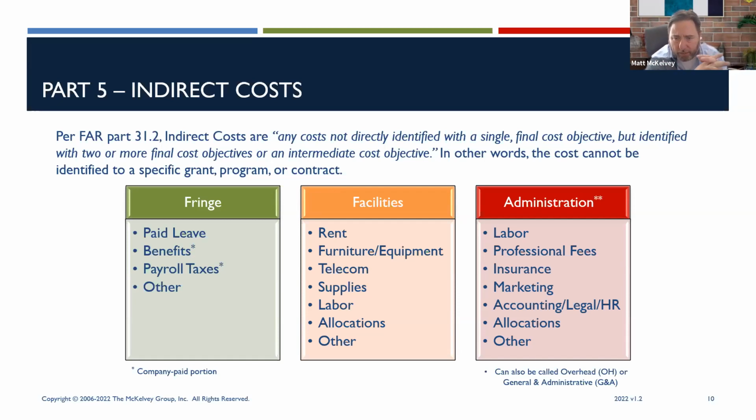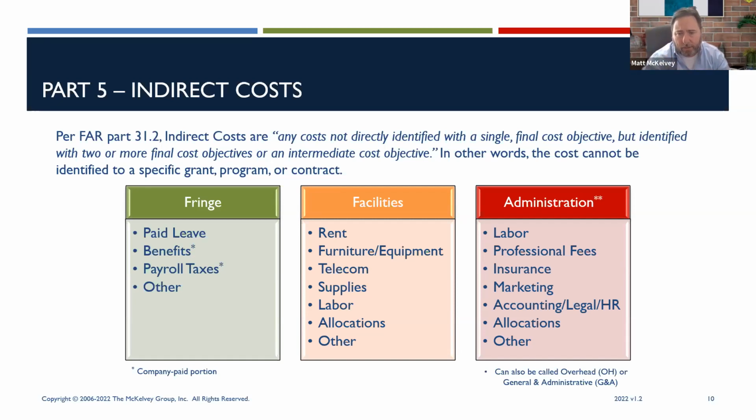I mentioned accounting, legal, and HR already. That could also be systems. It's not just labor. It could be accounting software, legal software, HR software. Again, allocations from other buckets, and then anything else. There could be a million other things. I mentioned that some companies put incentive compensation in fringe. Many others put that to administration. It just depends. The key is you define this, all right? You define what goes in each of these buckets, and you consistently charge it.